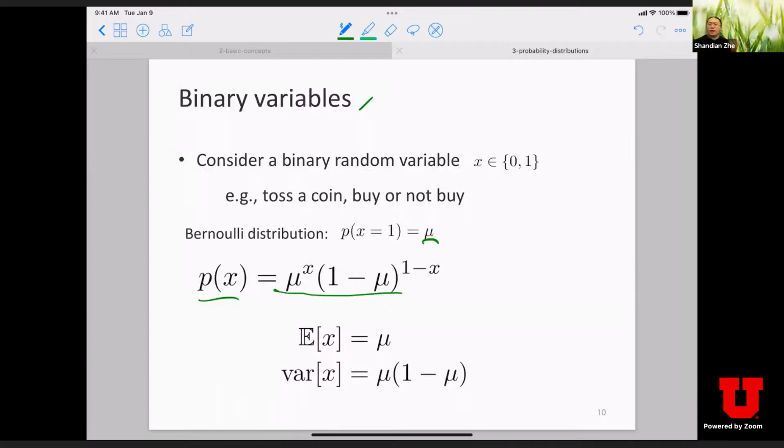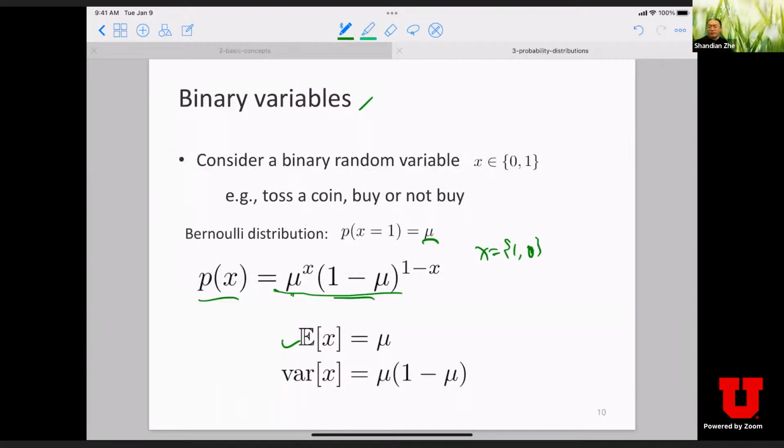Mu to the power of x times 1 minus mu to the power of 1 minus x. Why? Because x is either 1 or 0. When x is 1, the probability is mu. When x is 0, the probability is 1 minus mu. The other term is simply 1. Then the expectation of x is what? It's just mu, the probability that your variable takes value 1.